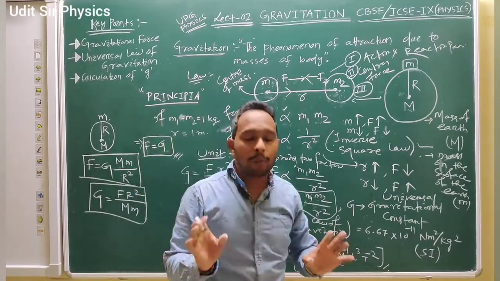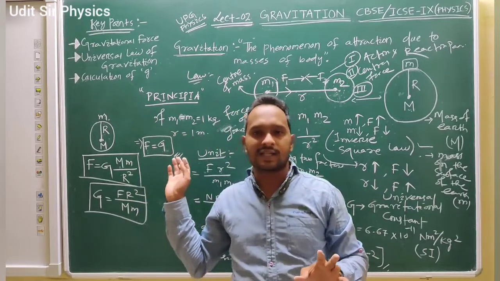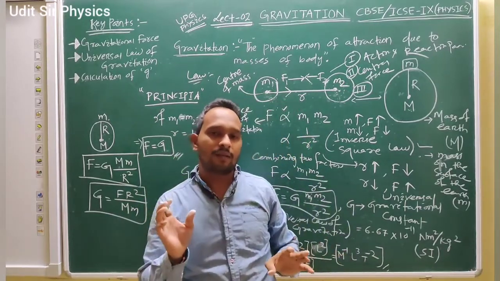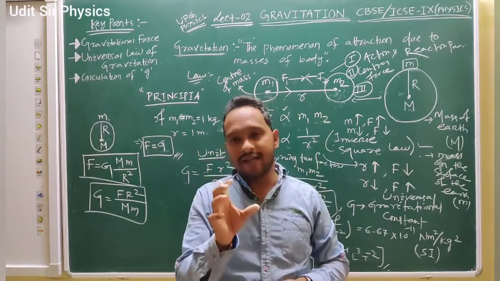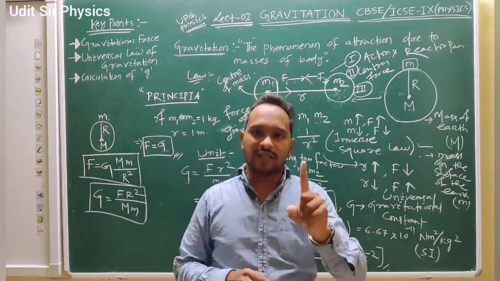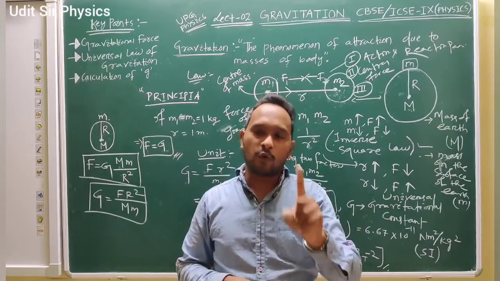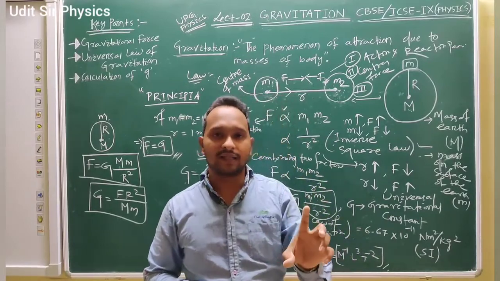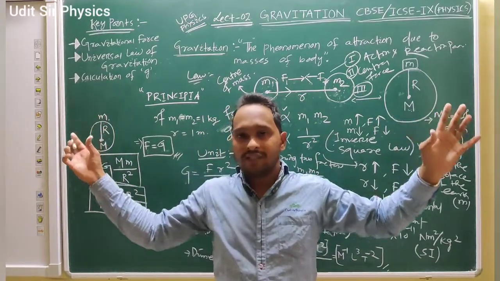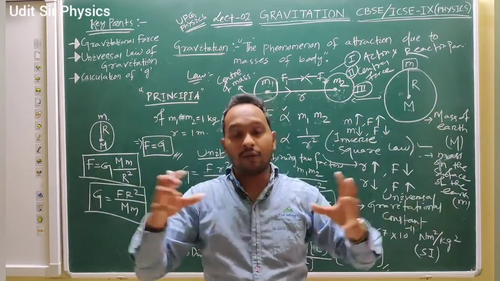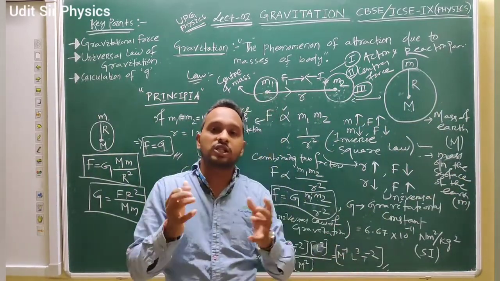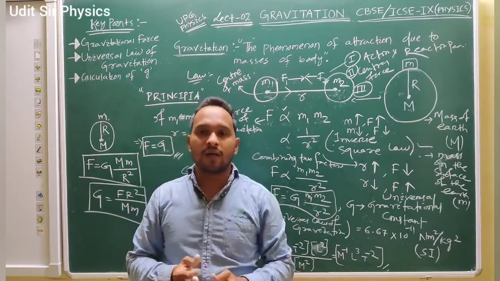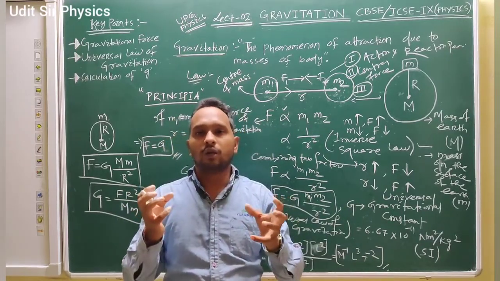What are the importance? This is the important characteristics. But what are the importance of universal law of gravitation? First, the force that binds us to the earth. Second, the motion of the moon around the earth. Third, the motion of planets around the sun. And the tides due to the moon and the sun.